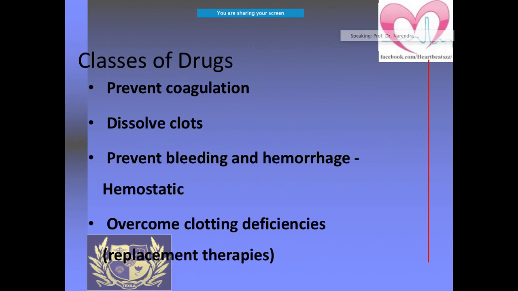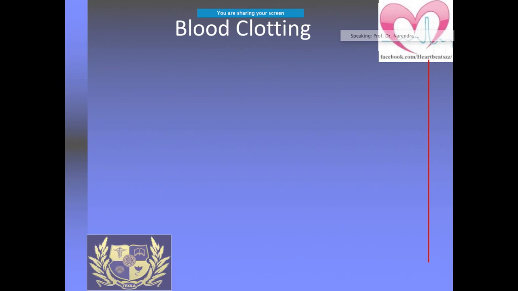As I was telling, the classical ones are the warfarins. So the reasons why they are used are quite a lot. They are used to prevent coagulation. Of course, if the clots are already formed, you are trying to dissolve them, or you are also trying to prevent the bleeding and hemorrhages. And if there is already a deficiency of those factors, you're trying to overcome that.